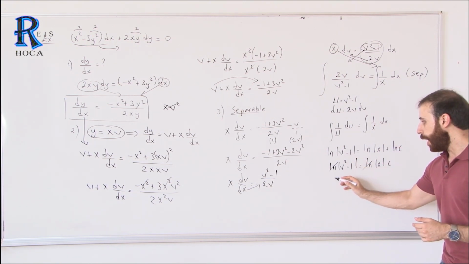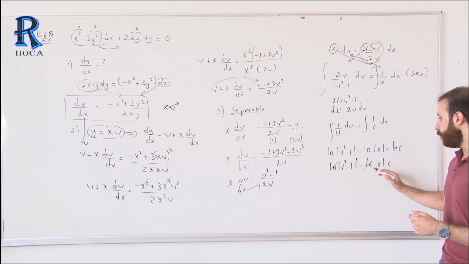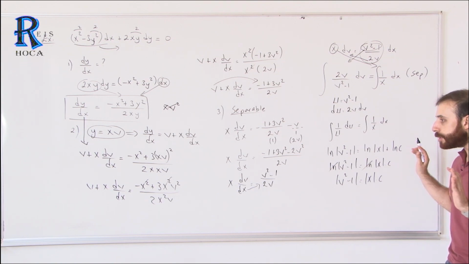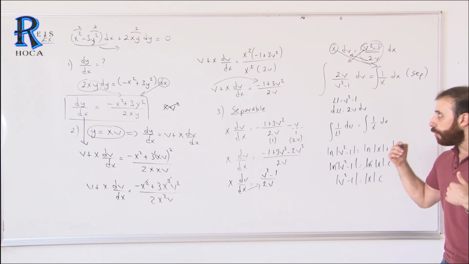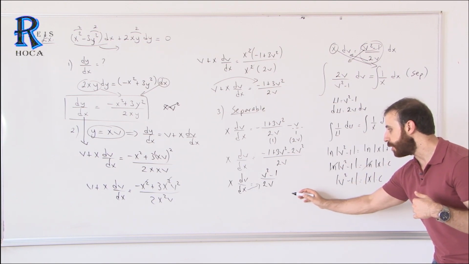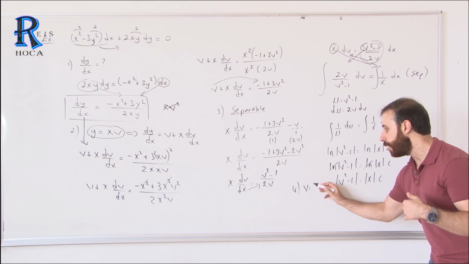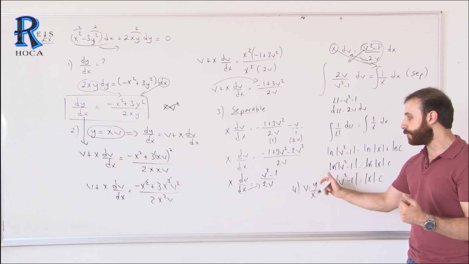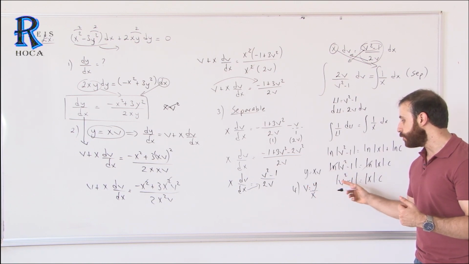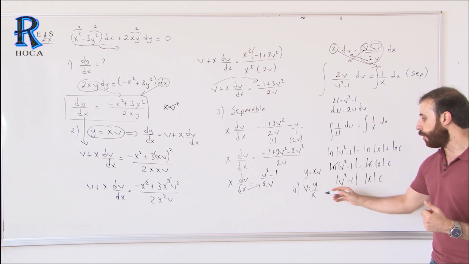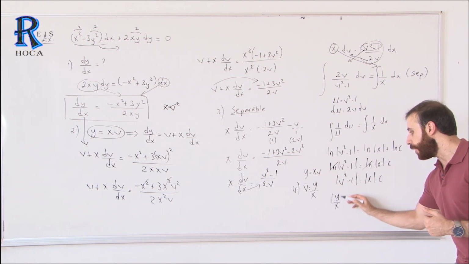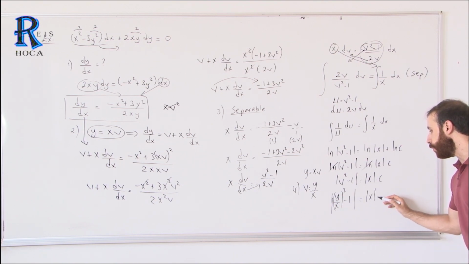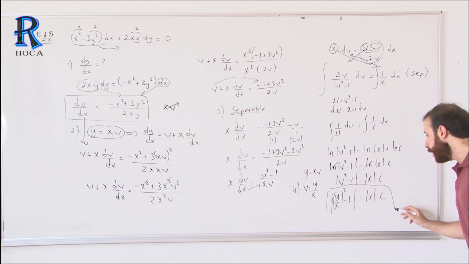So absolute value of v square minus 1 equals absolute value of xc. This is the last result for us. But what was the fourth step? The fourth step says that instead of v, write y over x. That is resubstitution, because we know that y equals xv, y was x times v. So you have to write v as y over x. Let's write the last result: absolute value of y over x squared minus 1 equals absolute value of x times c. This is our last result.